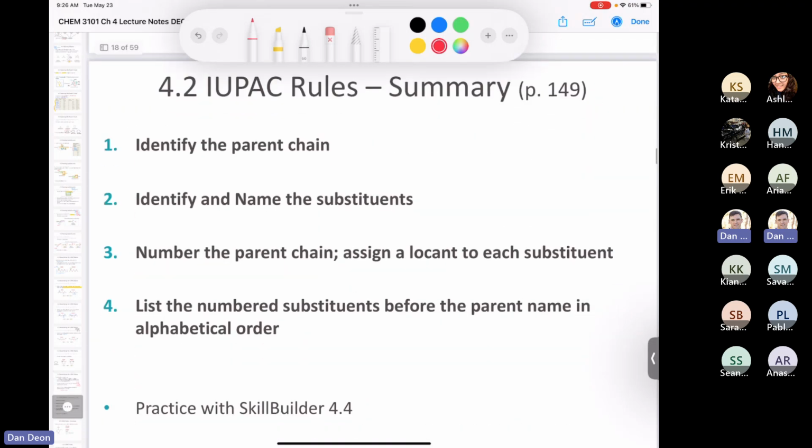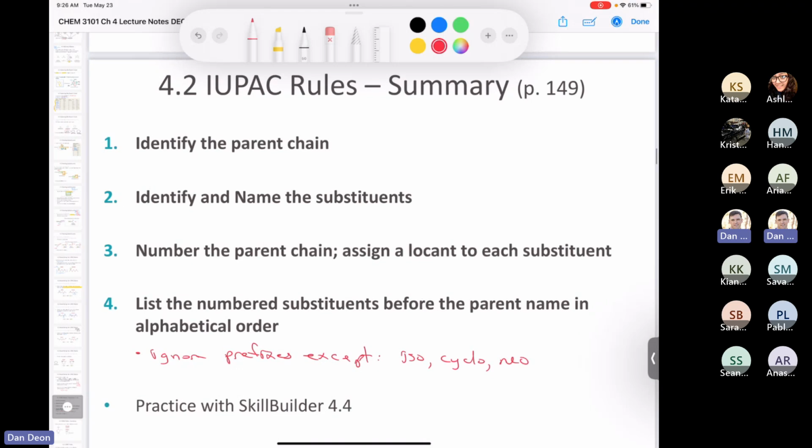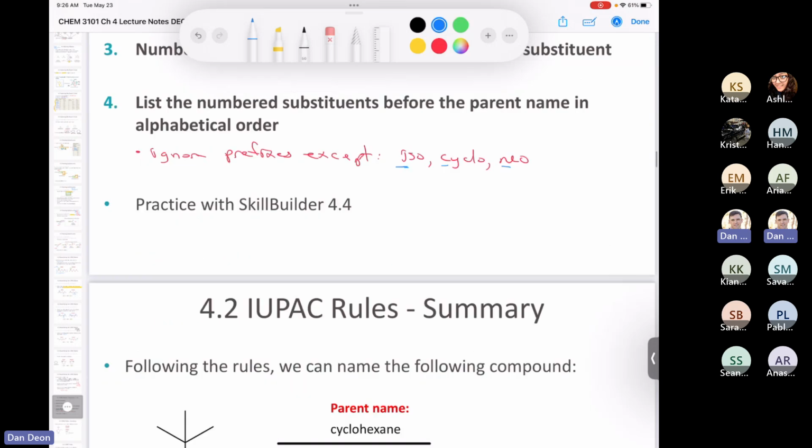All right. So here are the rules. Identify the parent chain. Identify and name substituents. Is it a methyl, ethyl, sec-butyl, tert-butyl? Number the parent chain. Give a locant. So is it a 4-tert-butyl, etc.? List the numbered substituents before the name in alphabetical order. But here again, ignore prefixes, except, what were the 3 exceptions? Iso, cyclo, and neo. With those, we alphabetize according to I, C, or N. All right? And there you go.